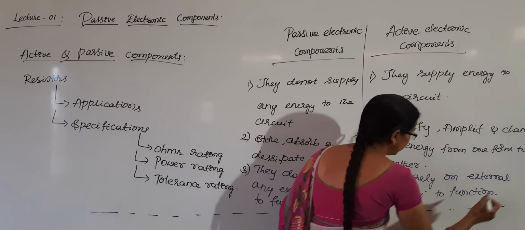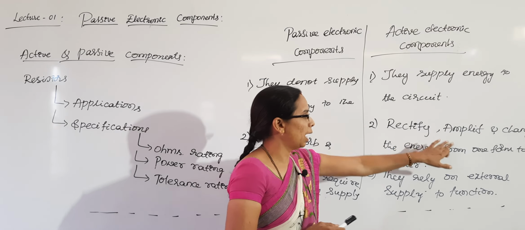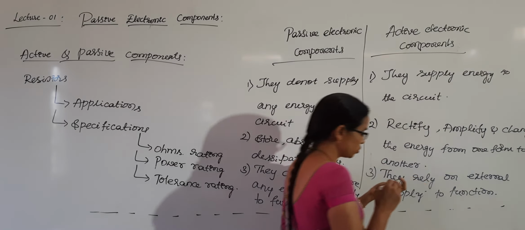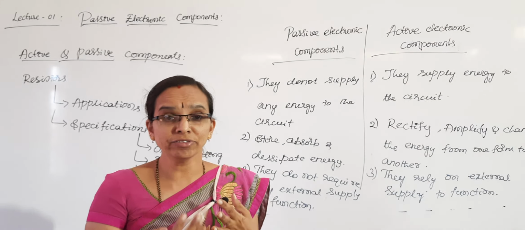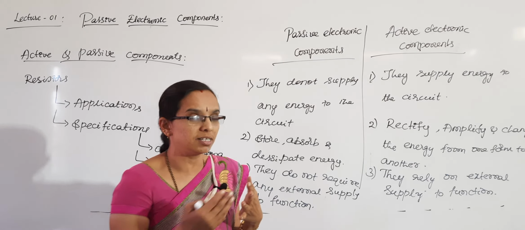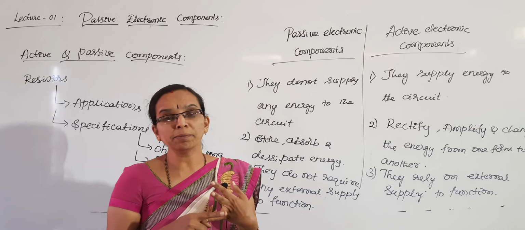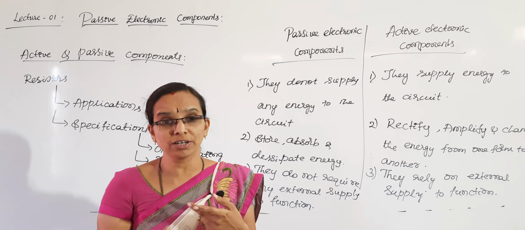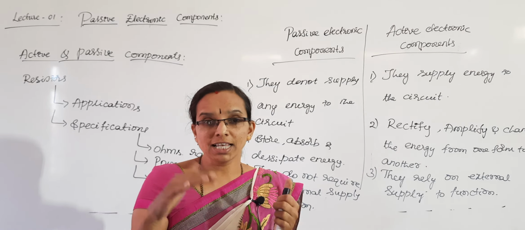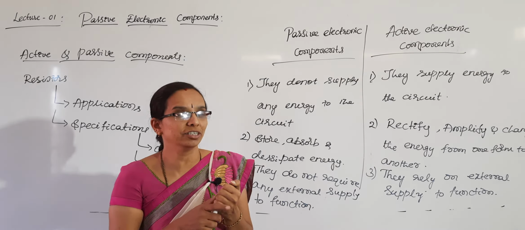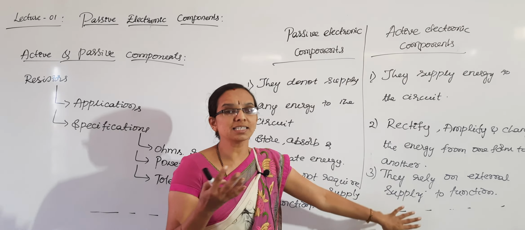As I have already told you, active components rectify, amplify and change. For amplification, transistors, as I have told you, their main function is amplification, or we use transistors for switching purposes. And for rectification, the semiconductor diode's main application is rectification, that means converting AC into DC, which you will study in further classes. For doing all these things, they need an external supply.